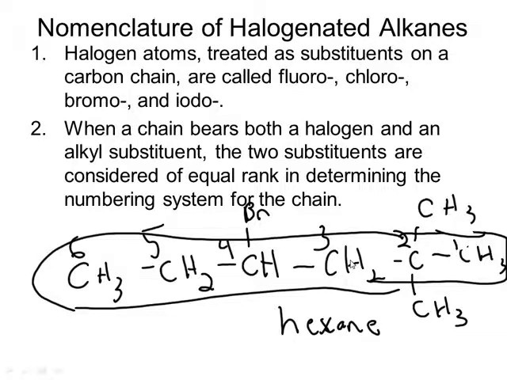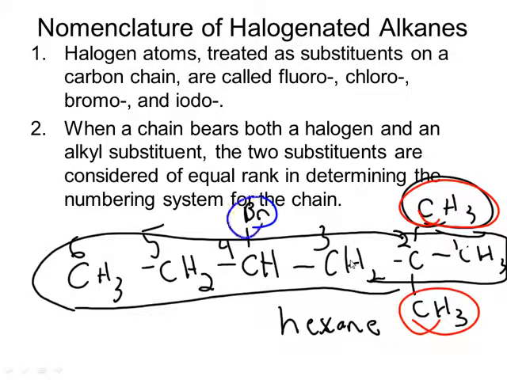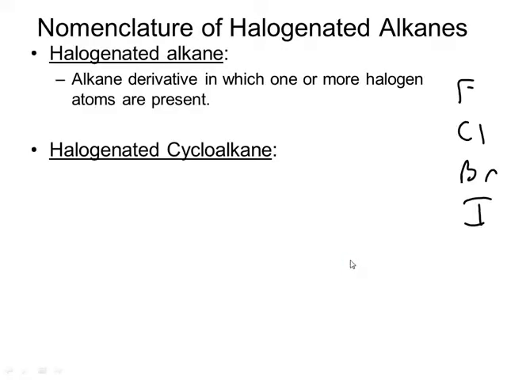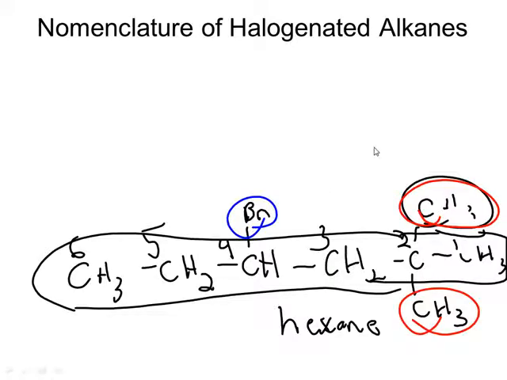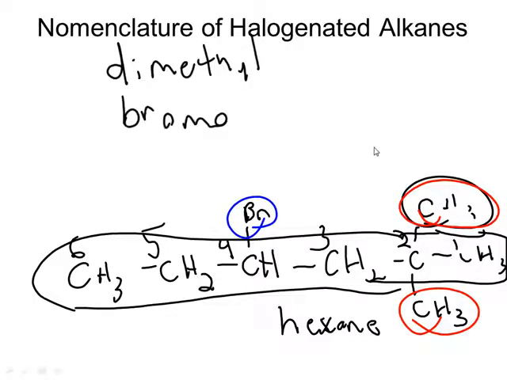So we have 3 substituents. We have 2 methyl groups. We have our bromine group. So our substituent names are going to be dimethyl and bromo. The numbers preceding dimethyl will be 2, 2, because both the methyl groups are on carbon number 2. Bromo will have a number of 4. So 4-bromo, 2,2-dimethyl.